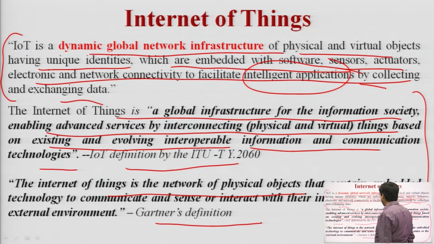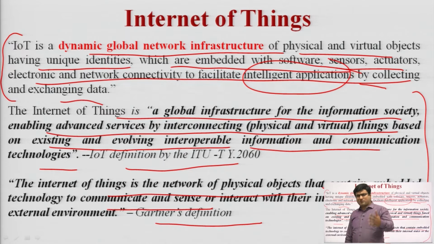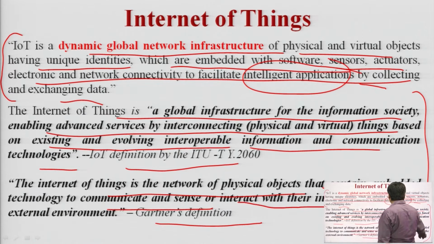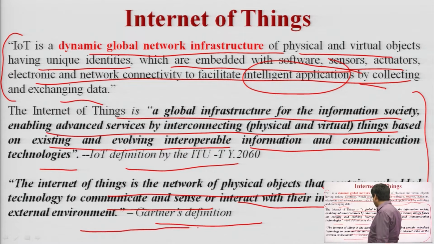We have seen in the previous lecture that it is a network of physical objects. These are objects that can be physically recognized, that is, deployed or implemented in the environment, using hardware that contains embedded technologies to communicate among the devices through connectivity techniques like wireless techniques, and to sense or interact with their states or the external environment. That is the Gartner definition.